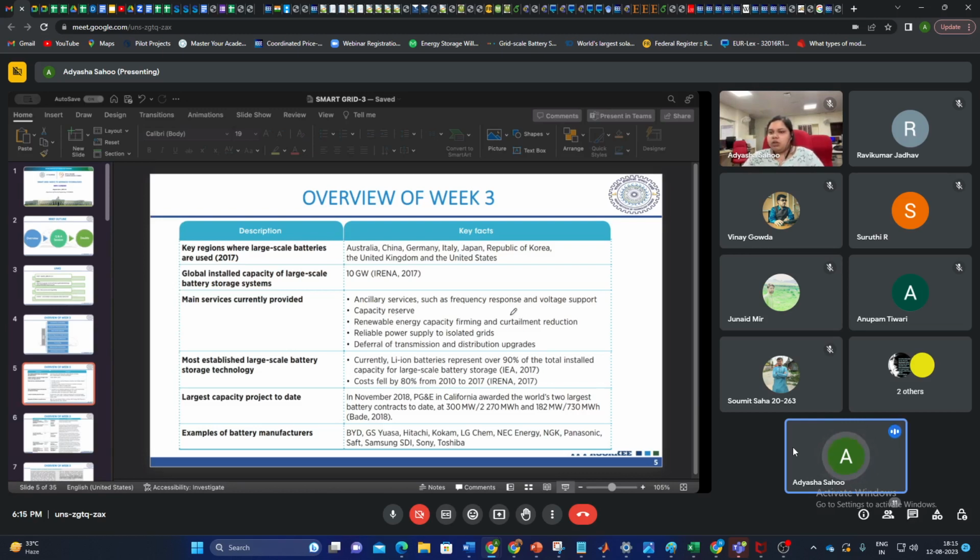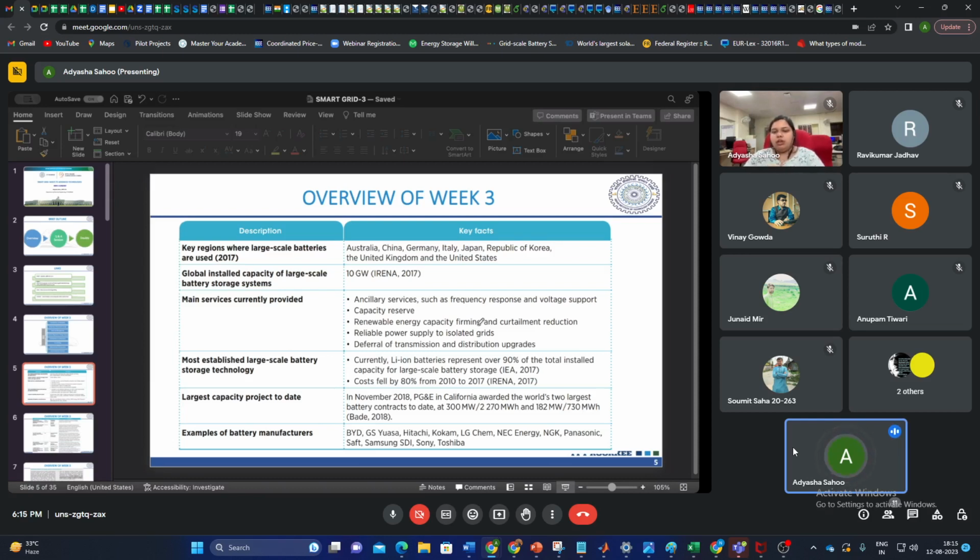Similarly, they will also lead to curtailment reduction, because as we discussed, whenever there is excess renewable, we can store it. Then, reliable power to isolated grids. If we are moving towards mini grids or microgrids in far off or isolated places, for those grids to have a regular amount of power at all times, storage will be a must.